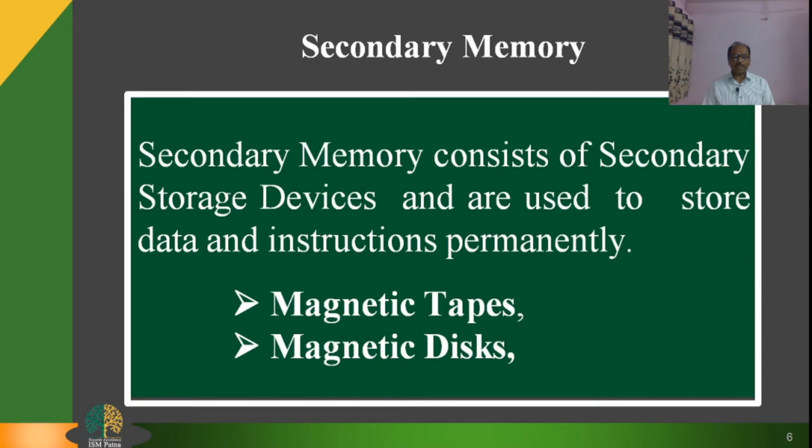Now, come to the secondary memory, which is a permanent memory. Secondary memory consists of secondary storage devices and is used to store data and instructions permanently. They are also used in most computer systems to supplement the limited storage capacity of random access memory, RAM. Secondary storage devices can be in direct connection with the processor.